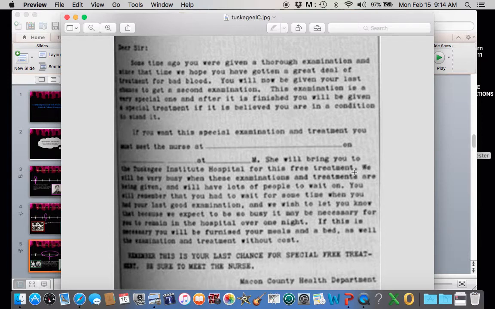We will be very busy when these examinations and treatments are being given, and we'll have lots of people to wait on. You will remember that you had to wait for some time when you had your last good examination, and we wish to let you know that because we expect to be so busy, it may be necessary for you to remain in the hospital over one night. If this is necessary, you will be furnished with your meals and a bed, as well the examination and treatment without cost. Remember, this is your last chance for special free treatment. Be sure to meet the nurse.